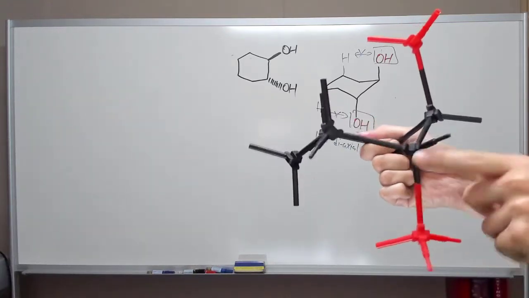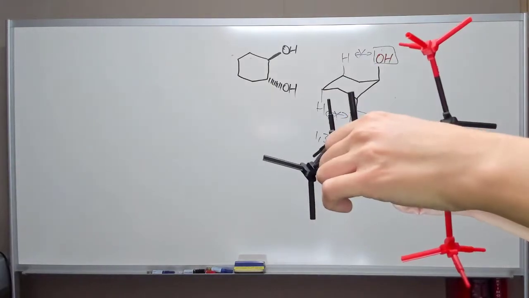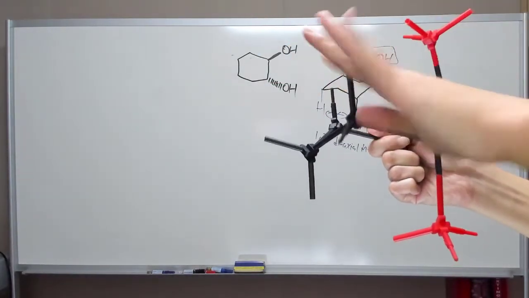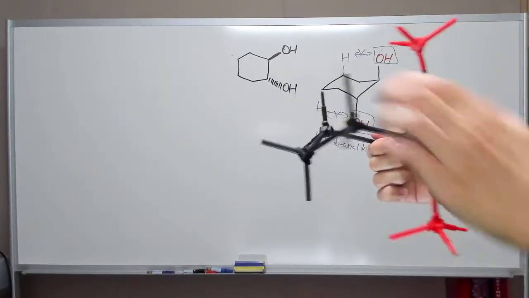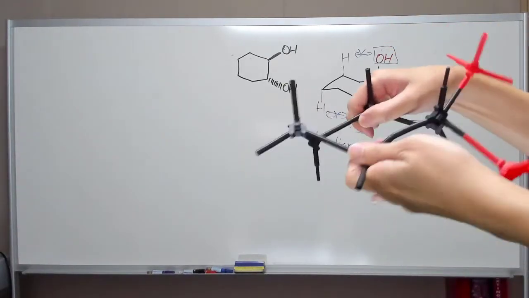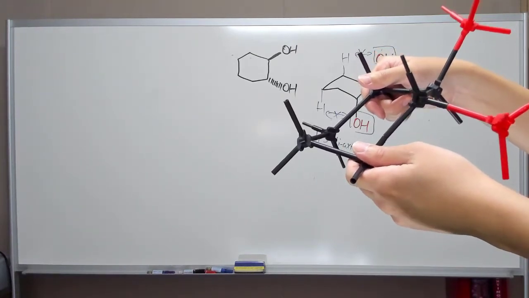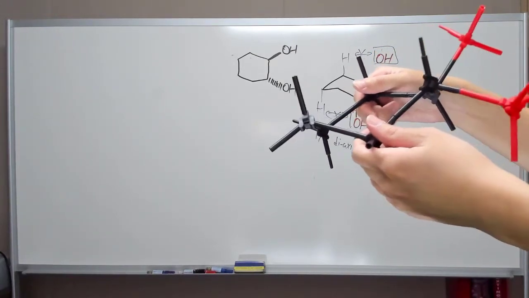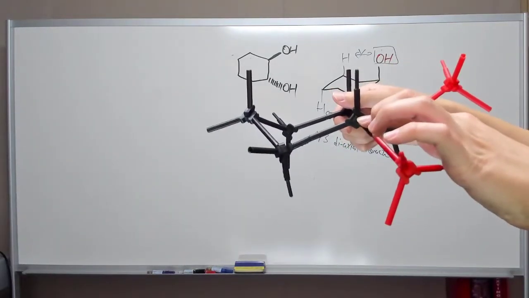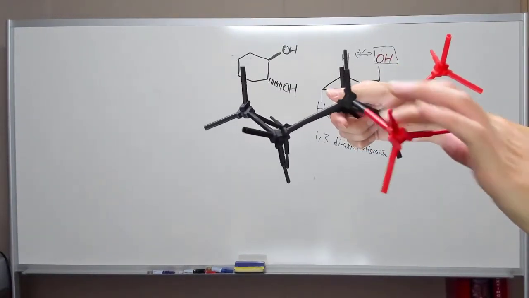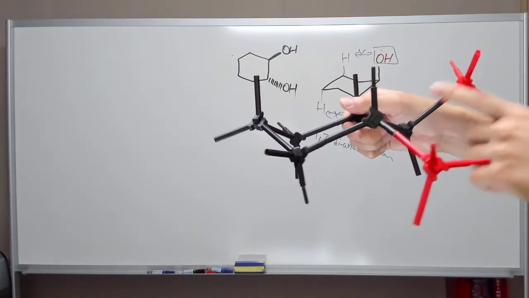OH front carbon pointing down, back carbon pointing up. We'll do a ring flip. Ring flip means here I flip down, the one at the back I flip up. Okay, so watch this. I have done a ring flip. What do you notice? You notice that now the OH in front is in the equatorial position. The OH behind is also in the equatorial position.